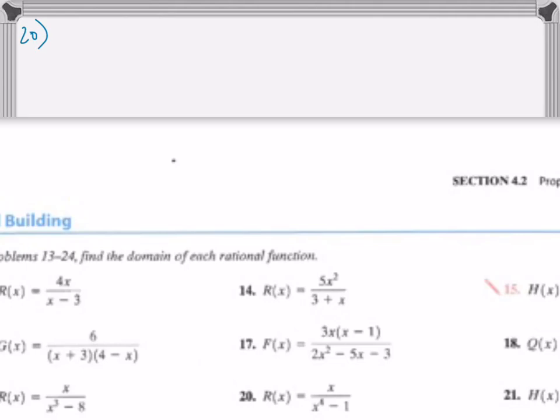asymptotes. All right, so for number 20, it is r of x equals x over x to the fourth minus 1. Okay, so we'll start off with the x-intercepts, which again, you just need to solve the numerator, so x equals 0. That was pretty easy. Y-intercept, plug in 0 for x, which again, 0 up on top. Doesn't matter what the bottom is.